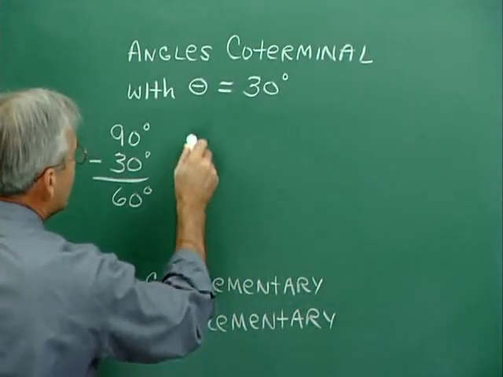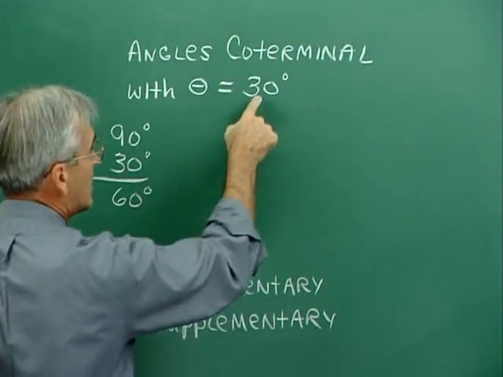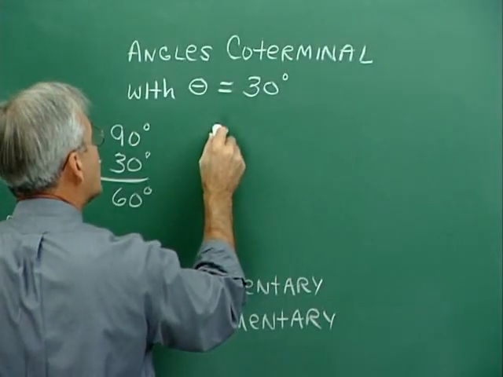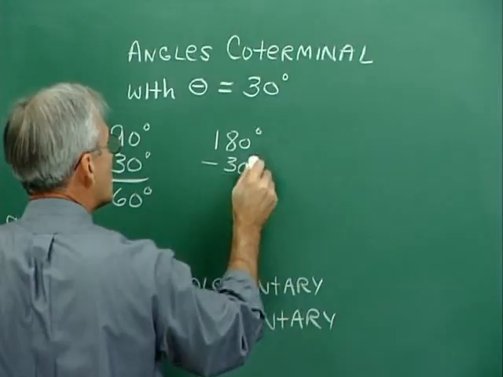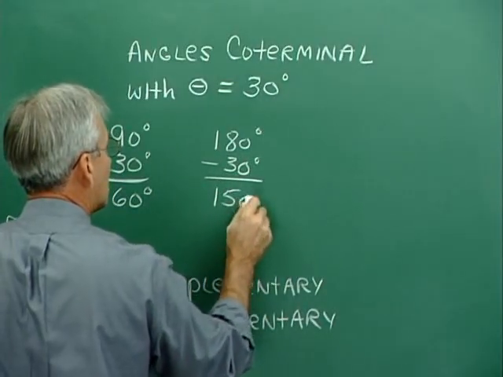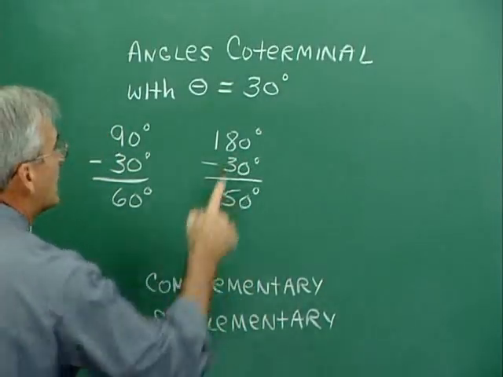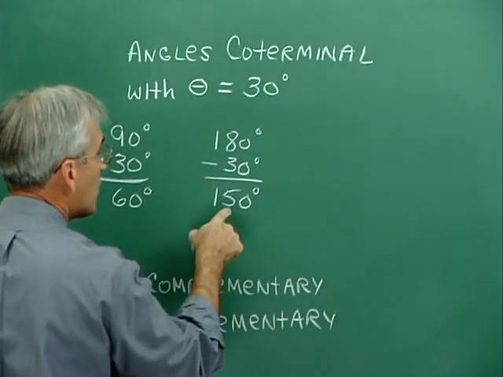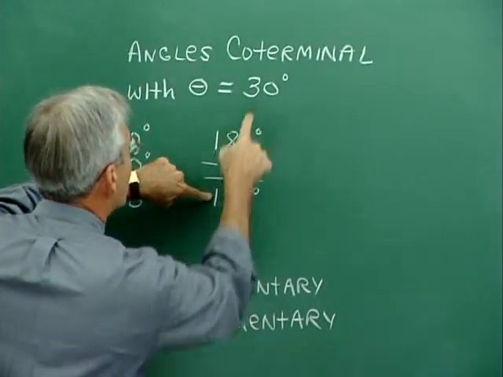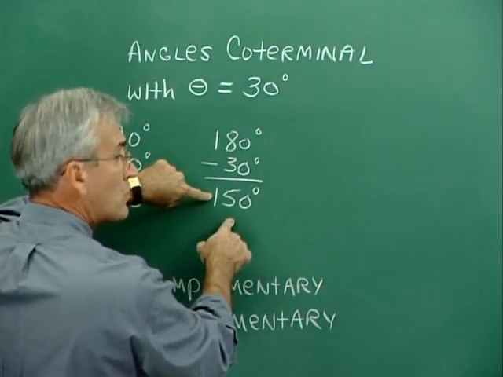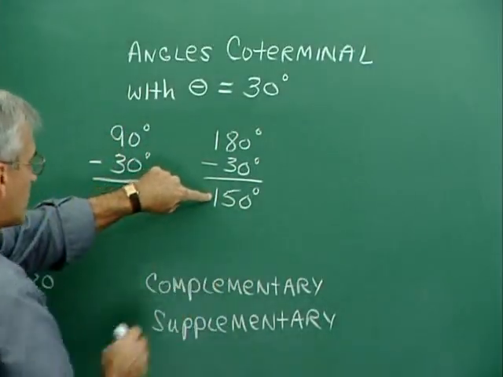For supplementary, I can generate the supplement of a 30-degree angle by taking 180 degrees and subtracting 30 degrees to find that the supplement of the 30-degree angle is a 150-degree angle, because the sum of the measures of these angles is 180 degrees. That's what makes them supplements.